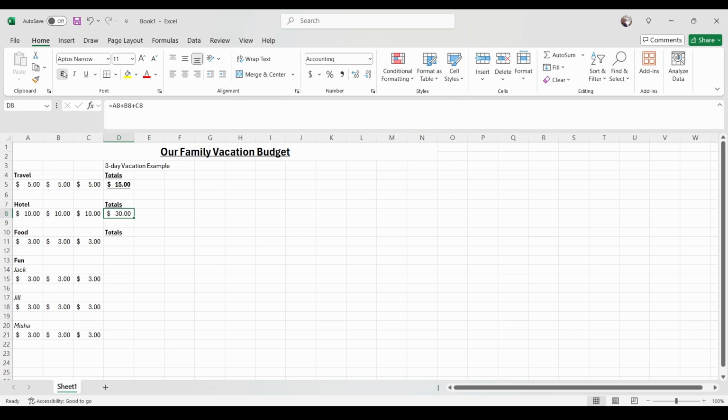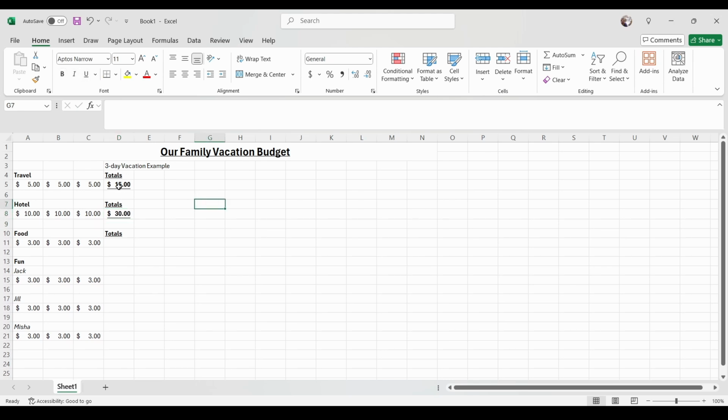So the bin for travel is $15. The bin for hotel stays is $30. The bin for food should be $9. And it is. Which means the bin for each of the fun days, each person's fun totals, should also be $9.